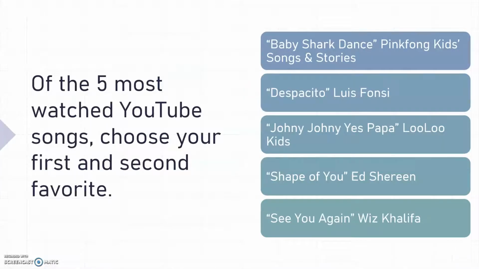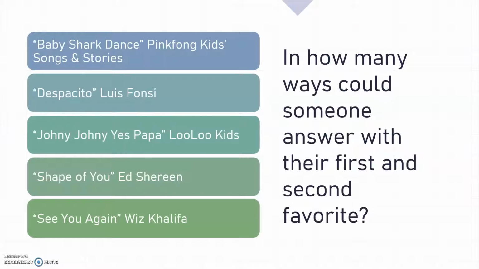So if you were in class right now, I would ask you to choose your first, second, and third favorite song of the top 5 most watched YouTube songs. And then we'd talk to each other about what our choices were. And the mathematical question that brings up is, how many ways could someone answer this question?